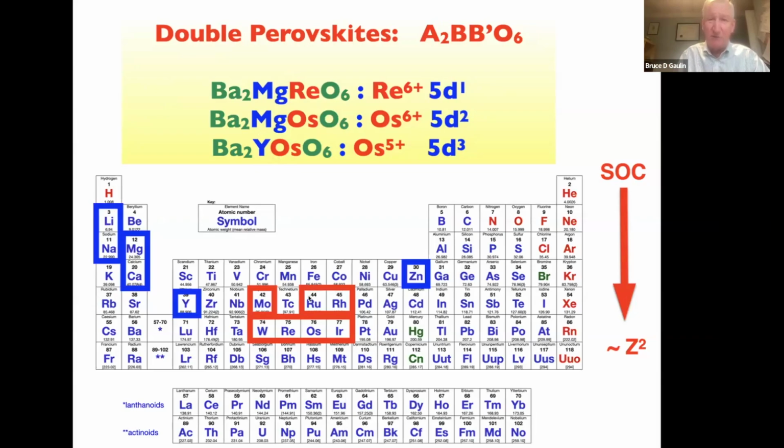In particular, you can look at a class of materials where you can put, say, ruthenium and osmium into the same double perovskite structure, and you can at least think to yourself that what you're doing is looking at the same physics while tuning the spin orbit coupling, which of course increases as you go down the periodic table.